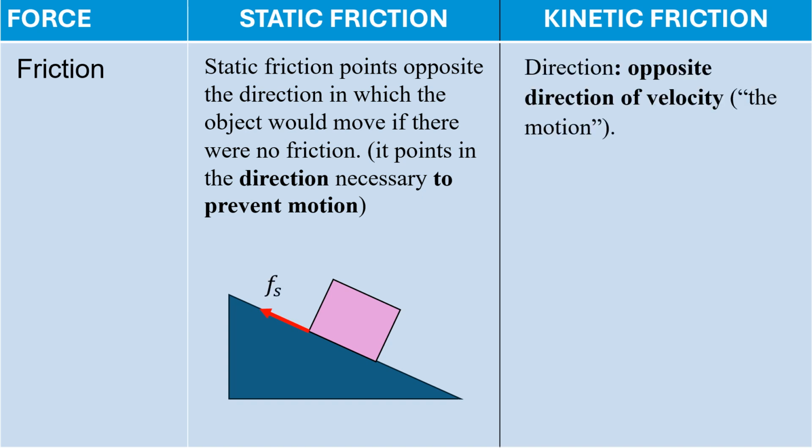Kinetic friction stops things that are already moving. It goes the opposite way of motion. The agent for kinetic friction is the rough surface that slows down the moving object. This picture shows the kinetic friction. The arrow shows the force slowing down the moving object.